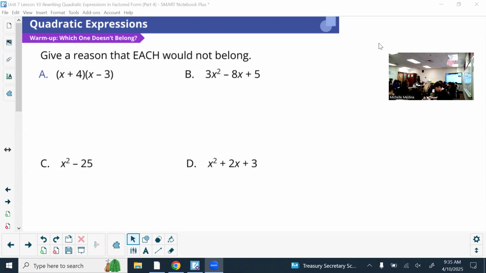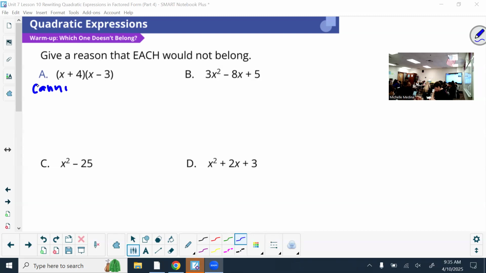So table 6, give me a reason why equation A does not belong. Okay, you cannot easily see the x squared. So class, does that mean that that one is not quadratic? All right, it is quadratic. It will create an x squared when I multiply it out. But what form is this? So it's the only one in factor form. So you cannot see the x squared. It's the only example in factor form.